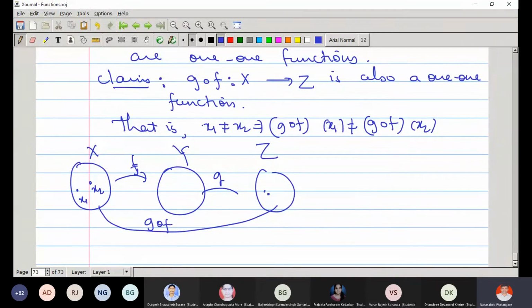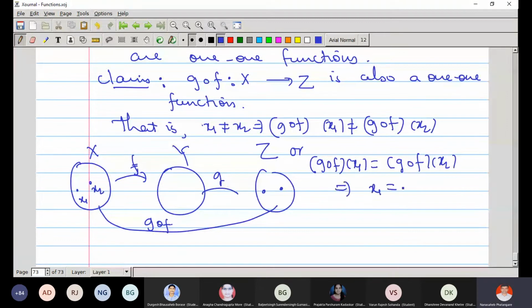Or what is this equivalent to? What is our claim? What is the contrapositive of this? G composite F of x1 is equal to G composite F of x2. If images are same, then the pre-images are also same. This is another way to say 1, 1, right? This is our claim. Remember this.